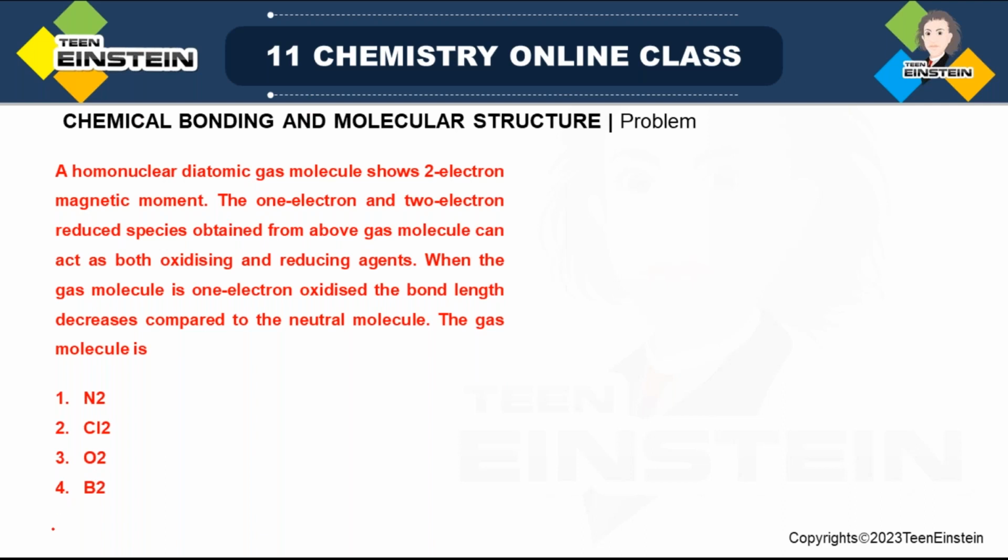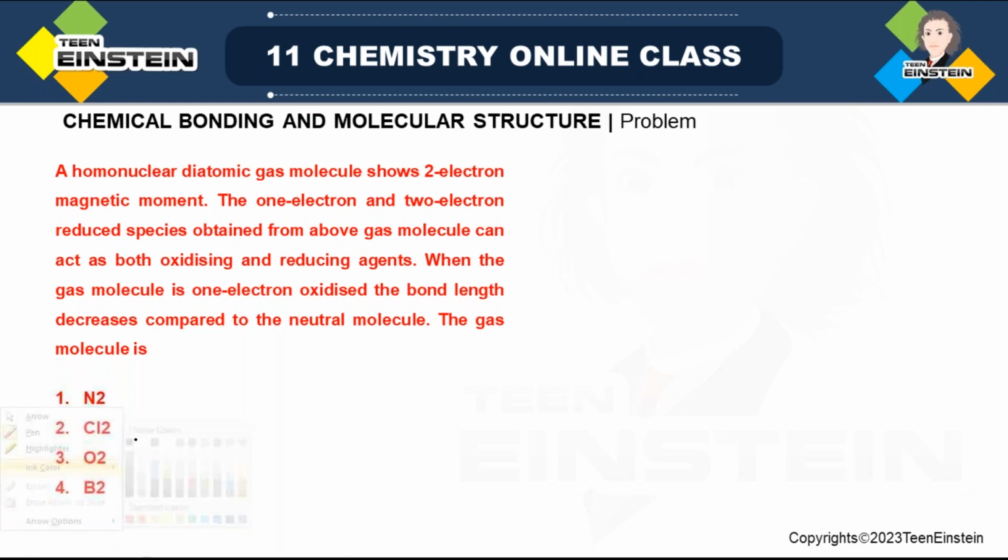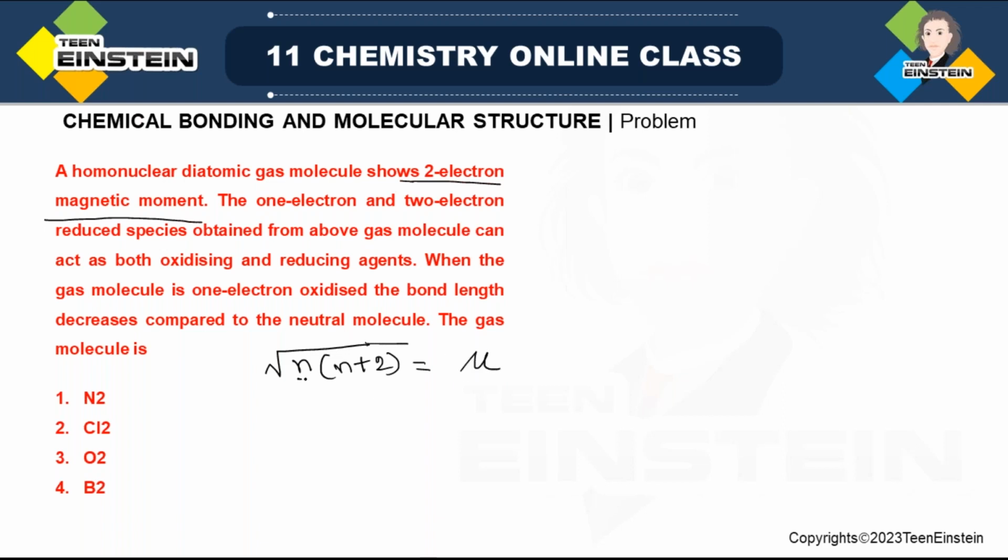A homonuclear diatomic molecule shows 2 electron magnetic moment. Now what does this mean? It shows a magnetic moment for 2 electrons. So if you remember this formula, which we have already used in one of the problems in today's class, it is giving you a magnetic moment for 2 electrons.